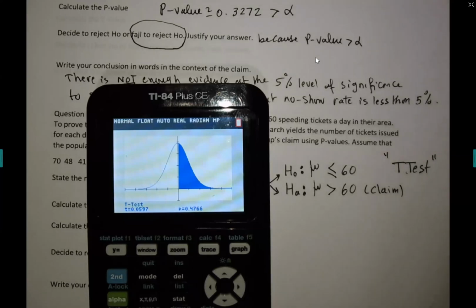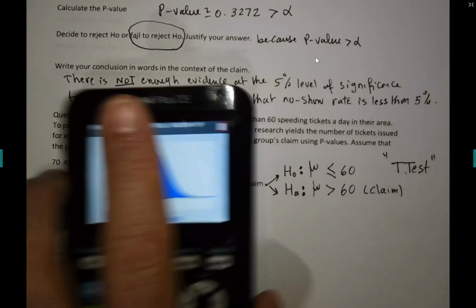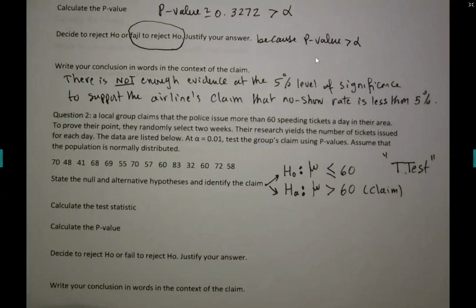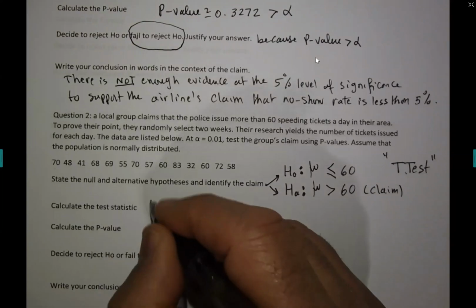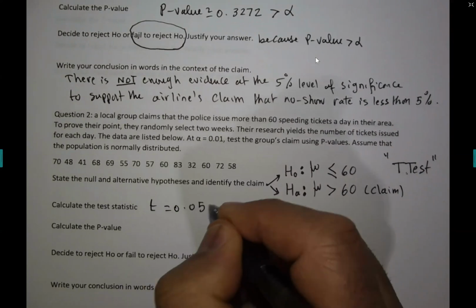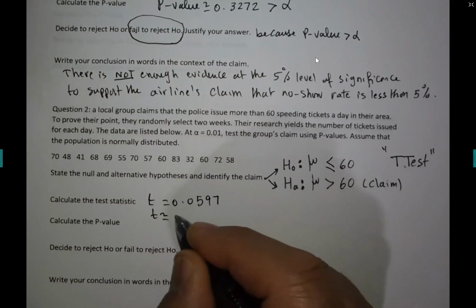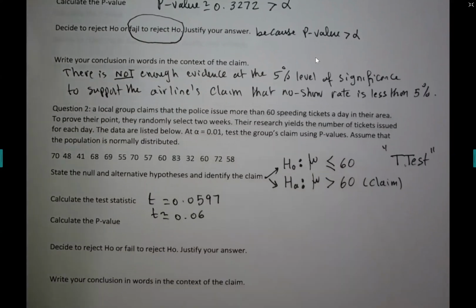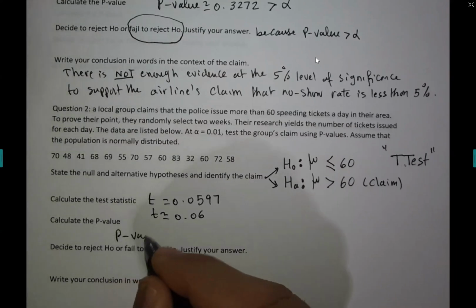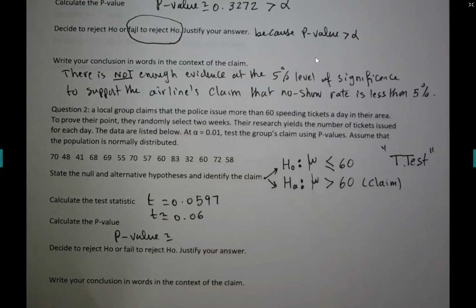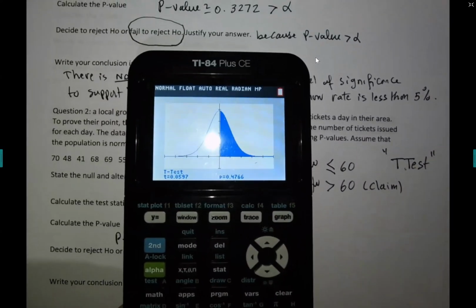Remember what I said last week. P-value low, H0 must go. Here, p-value is not low, so H0 will stay. Fail to reject H0. So we have T is 0.0597. If I want to do 2 or 3 decimal places, it will be 0.06. P-value, as you notice, guys, it was big right here. 0.4766.